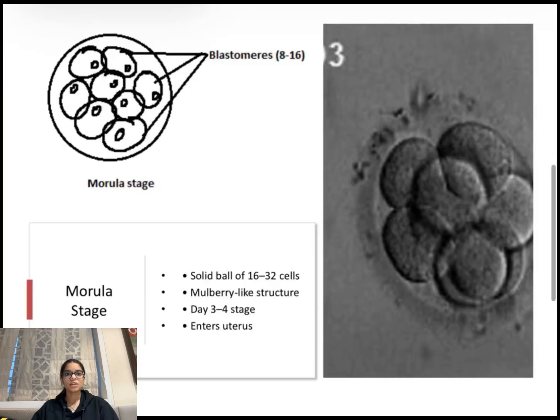Morula stage. The morula is a solid ball of about 16 to 32 blastomeres. It resembles a mulberry in appearance, which is why it is called a morula. This stage usually occurs around the 3rd or 4th day after fertilization. At this stage, the embryo enters the uterine cavity and continues further development.